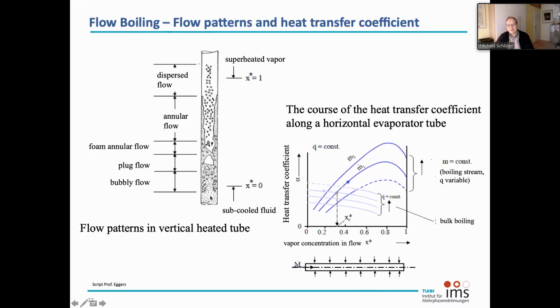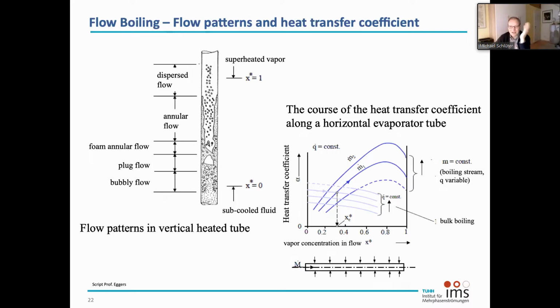And here we have subcooled fluid, so no evaporation takes place here before x is 0. And here at the point x equals 1, we have only superheated vapor, because here the temperature is higher than the boiling temperature. And in between, you know that we will have a constant temperature, because the heat that is transferred here is directly used for evaporation, and the temperature of the liquid phase will stay constant.